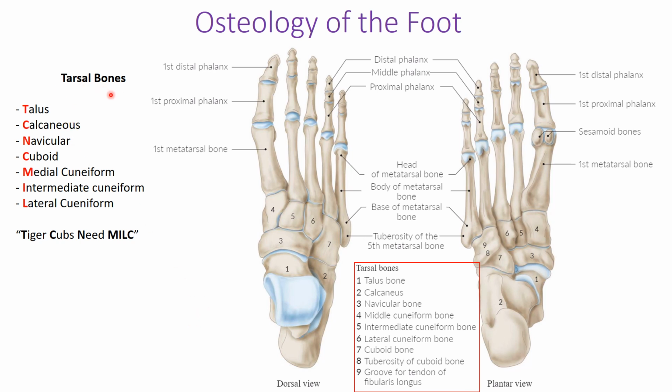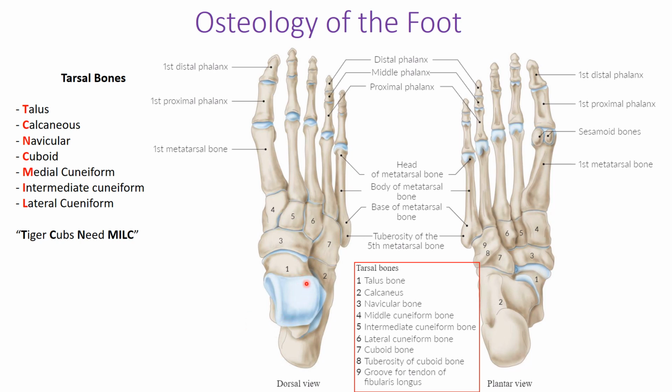Our tarsal bones are made up of the talus, calcaneus, navicular, cuboid, and then our cuneiforms, the medial, intermediate, and lateral cuneiforms. One way to remember this is the mnemonic: tiger cubs need milk. So talus, calcaneus, navicular, and cuboid, and then medial, intermediate, and lateral cuneiforms. So let's look at where these are actually located on the osteology of the foot.